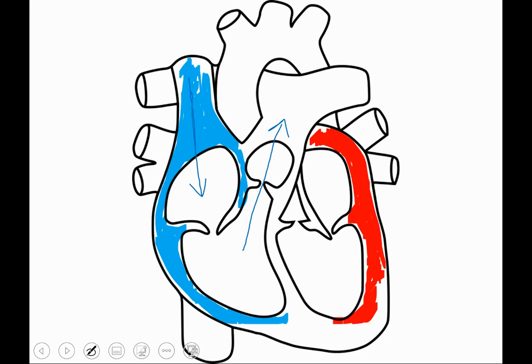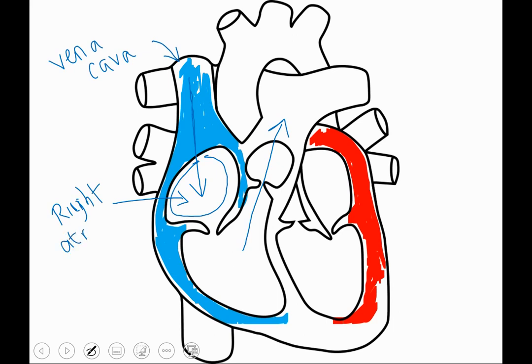And it comes in through a vein. As I mentioned in my previous video, veins bring blood in. You can remember because they go in. And this vein is called the vena cava, vena meaning vein, cava meaning body. So the vena cava is bringing blood into the heart from the body. And when it comes into the heart, the first chamber that it enters here is called the right atrium. It's called right because it's on the right-hand side. Pen's not working. So that's the right atrium.